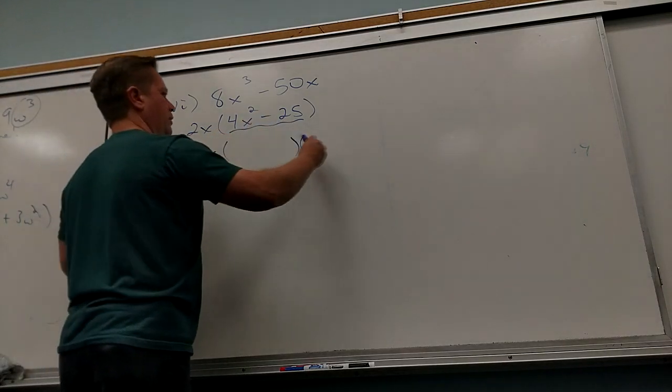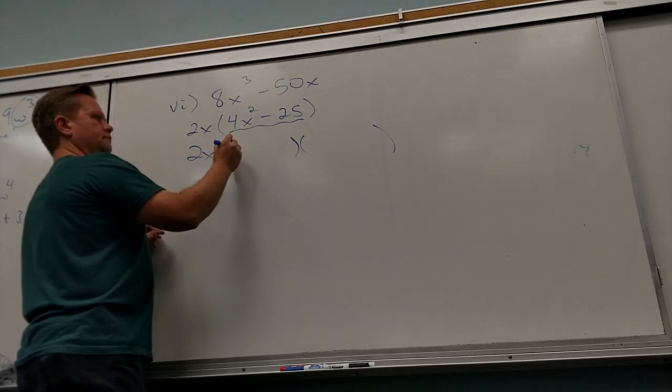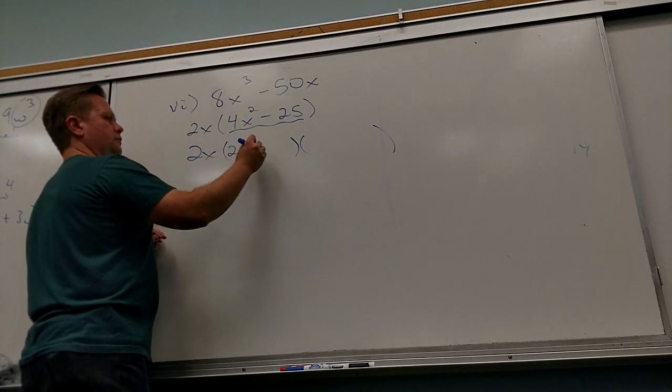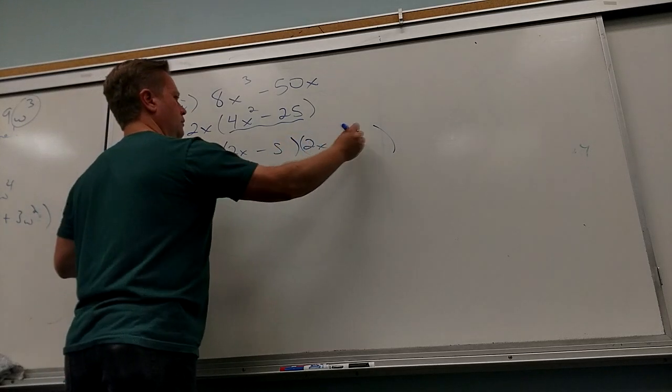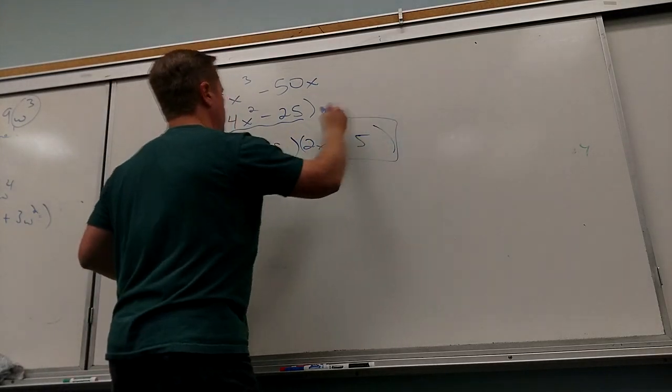And how do I break this apart? 2x minus 5. Minus 5? So x, 2x plus 5.